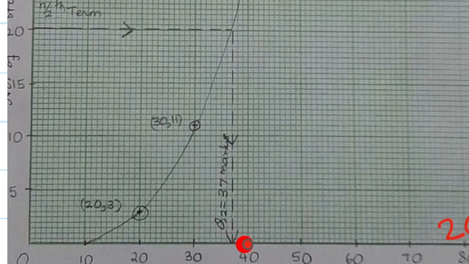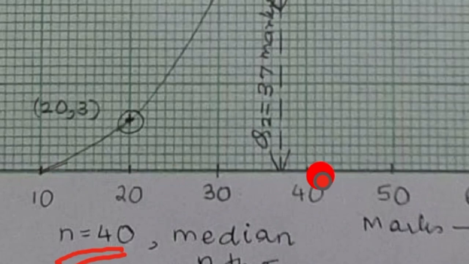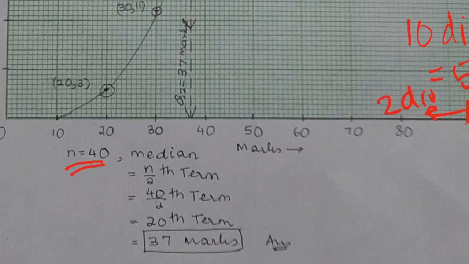Now for the median, we don't have much space here to write, so we write Q2, and this is now from 40. Can you see there are 3 divisions over here? Here this is 10 divisions and 10 units, so each division is 1 unit. Can you see that? So this will be 37 marks. So 37 marks is your median.